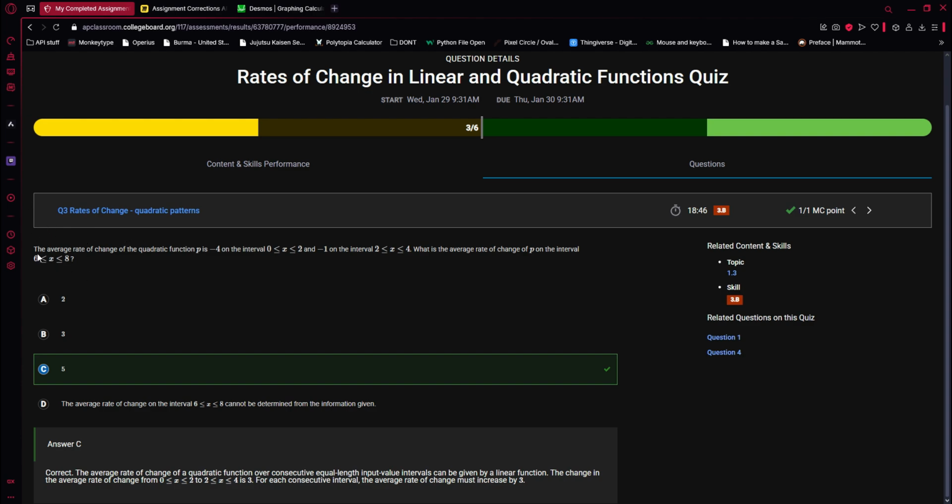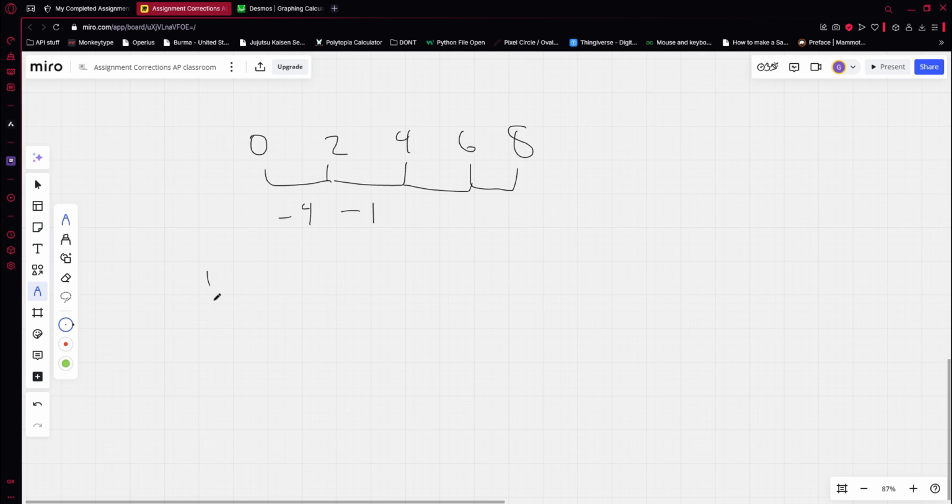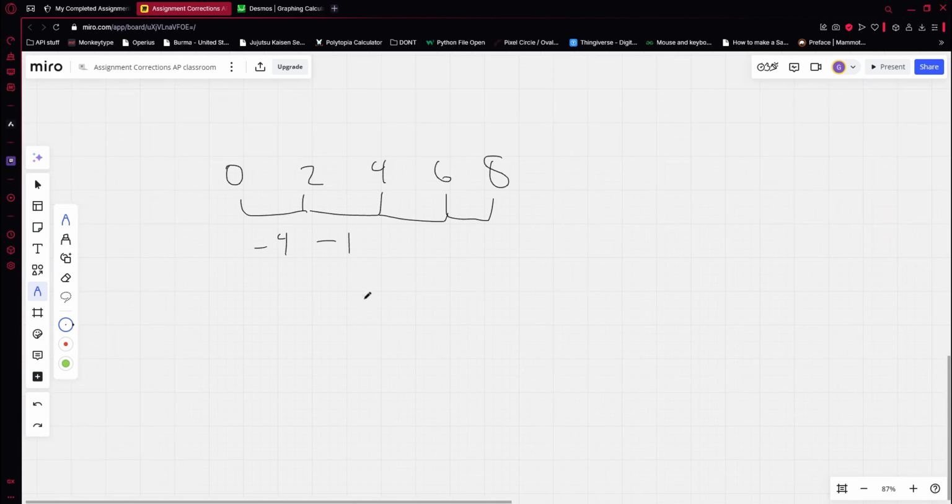Alright, let's read this question again. The average rate of change of the quadratic function. Now, what's so special about quadratic functions? What's so special about them is that they are concave up or down, and their rate of change increases by a constant rate. So this negative 4 goes up by 3. This is quadratic. It will continue going up by 3, up by 3, up by 3, up by 3. So we're going to have a 2, because that's up by 3, and then we're going to go up by 3 again, and we're going to have a 5.